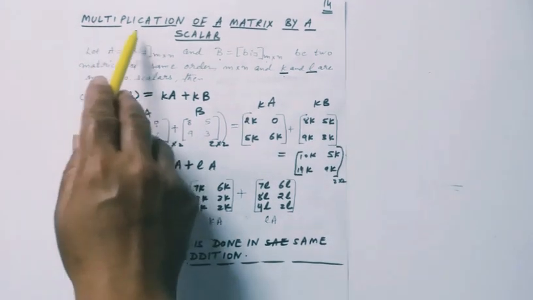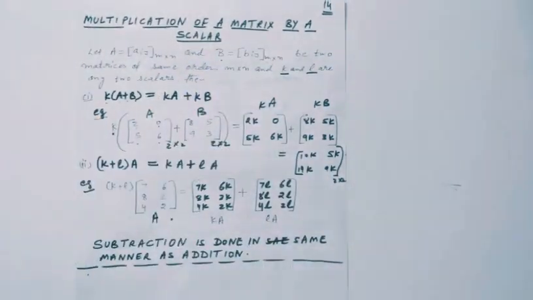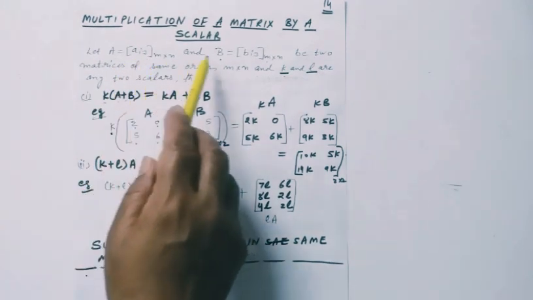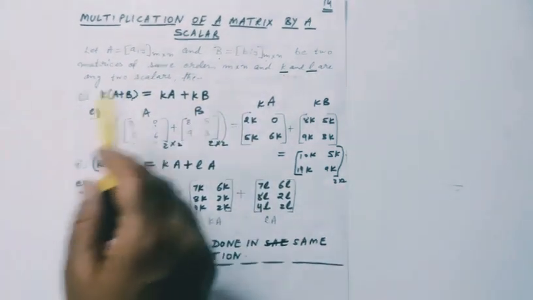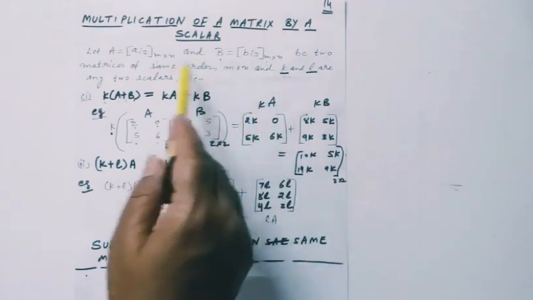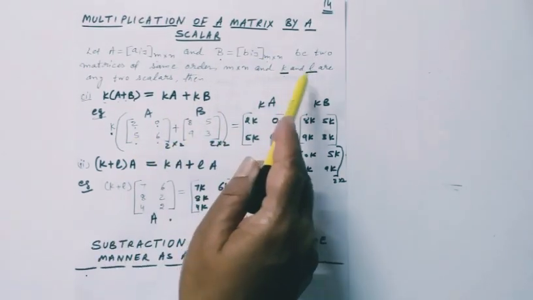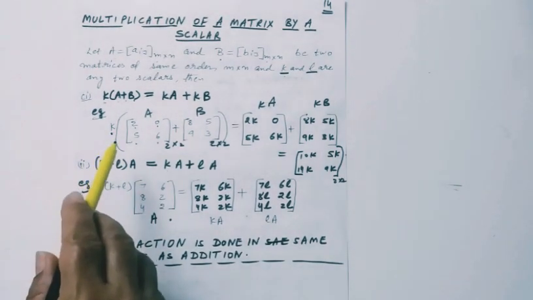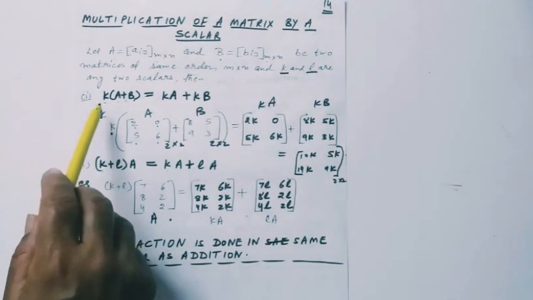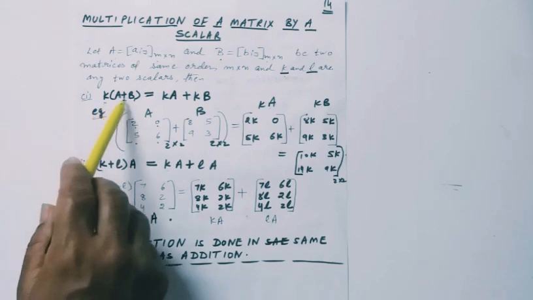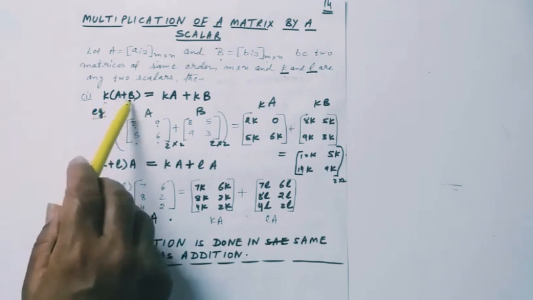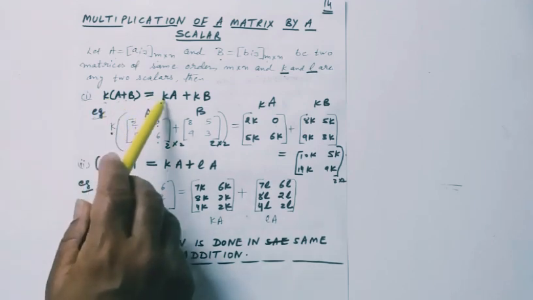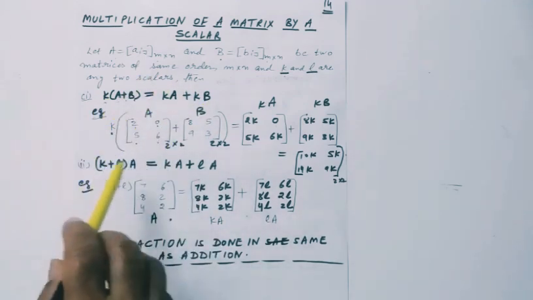Next operation is multiplication of a matrix by a scalar. Scalar means any number. So let A equal to Aij and B equal to Bij. These are two m cross n matrices. As you can see, their orders are same, and K and L are any two scalars, that is, any two numbers. So we verify the product: if we take K times A plus B, that is, the sum of matrices A and B multiplied with K, it is going to be the same as K times A plus K times B. So you can verify.